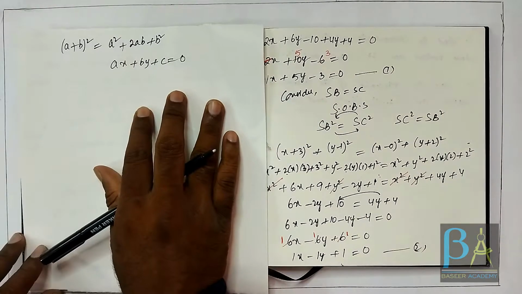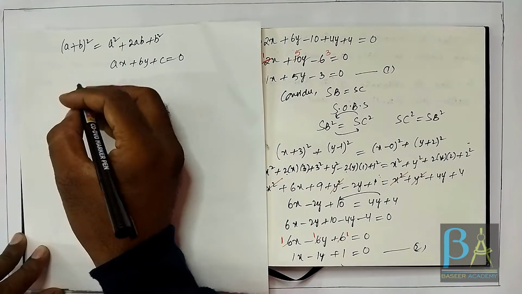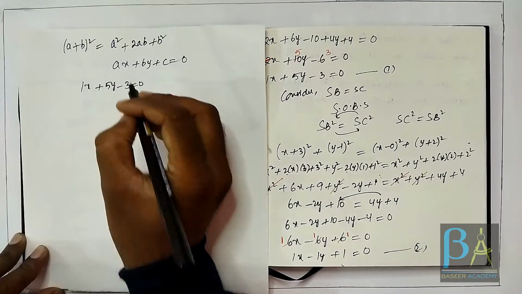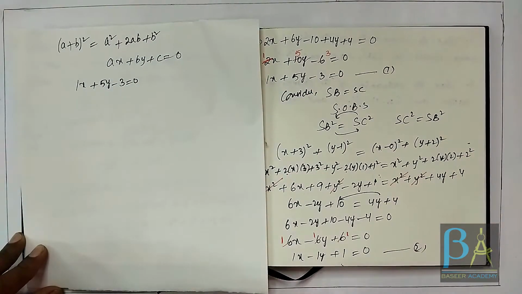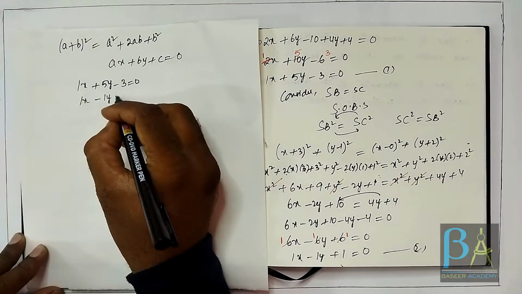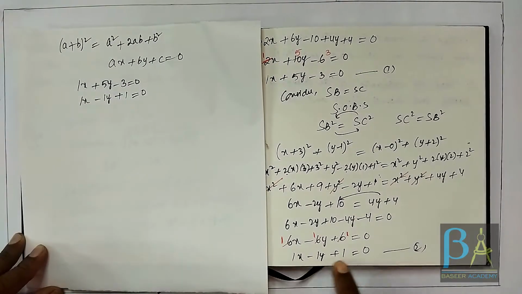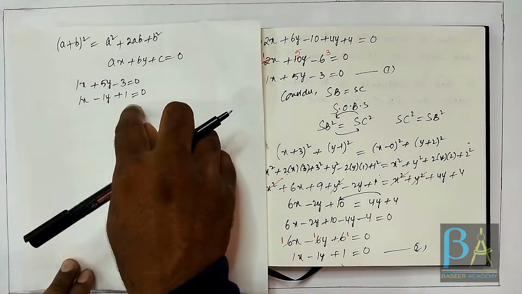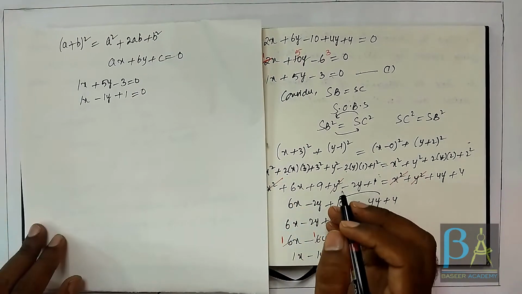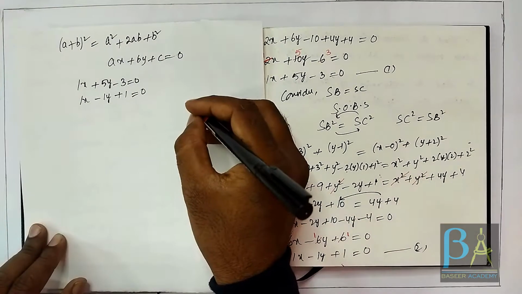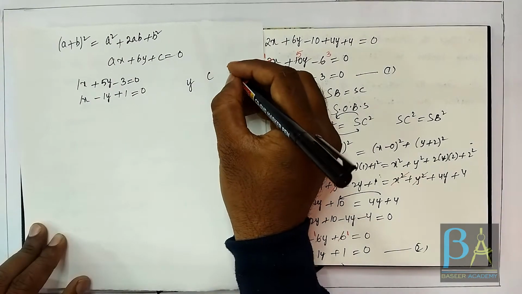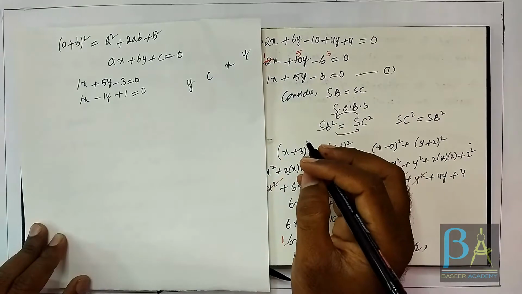So now on this paper, I'm going to write the two equations. The first equation is 1x plus 5y minus 3 is equal to 0. That's our first equation. And then the second equation is 1x minus 1y plus 1 is equal to 0. That's our second equation. And how are we going to solve these two equations? Let us use the cross multiplication method. What do you do in the cross multiplication method? You write the coefficients in this format: x, y, c, x, y.